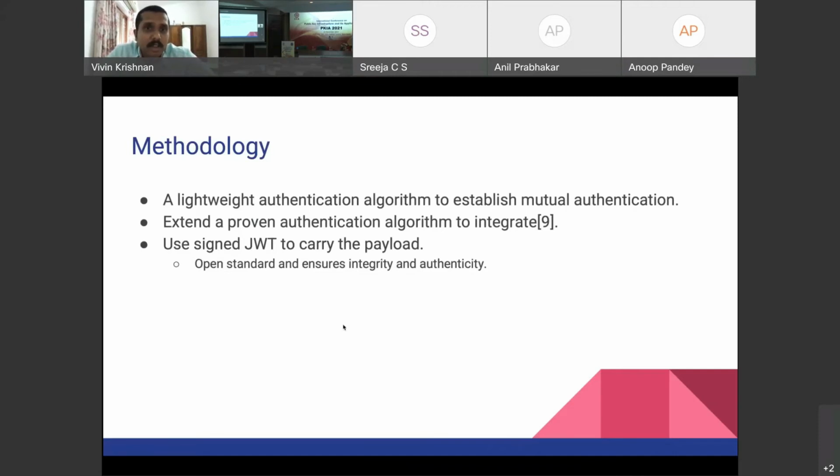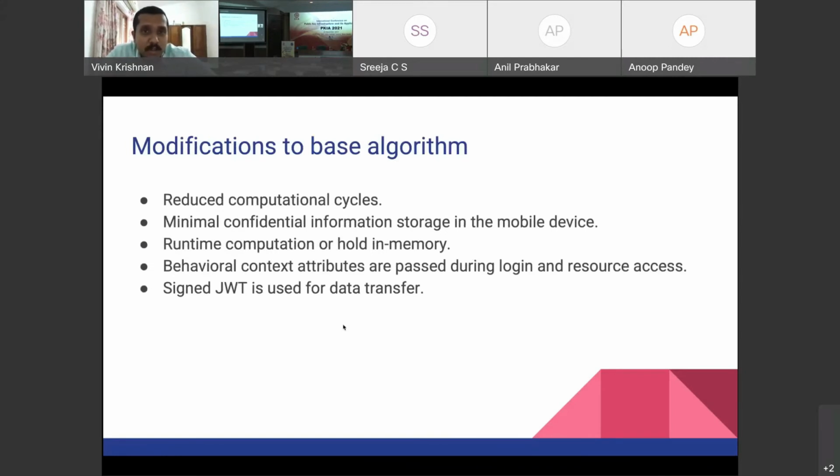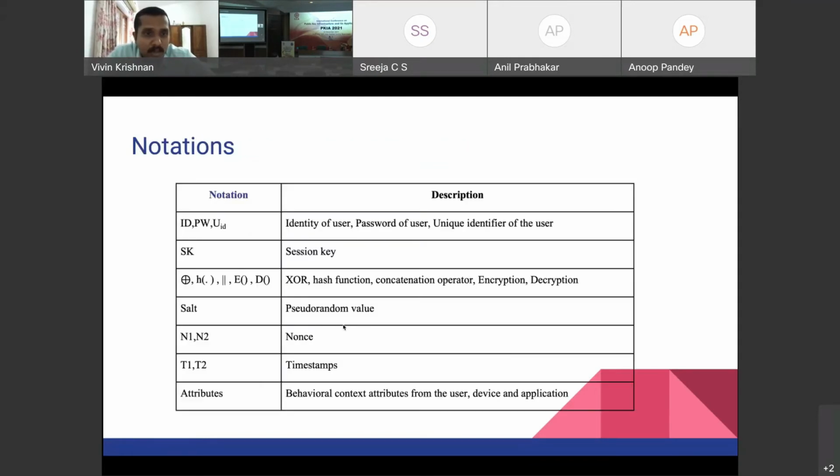So the modifications that were made to the base algorithm: one, we reduce the number of computational or operational cycles required, and the information that is physically stored on a mobile device is minimized. It's mostly restricted to in-memory or minimally computed at runtime on the fly. And the behavioral context is also captured in every request. And finally, a signed JWT will be used for transfer. So these are some of the notations that we are using.